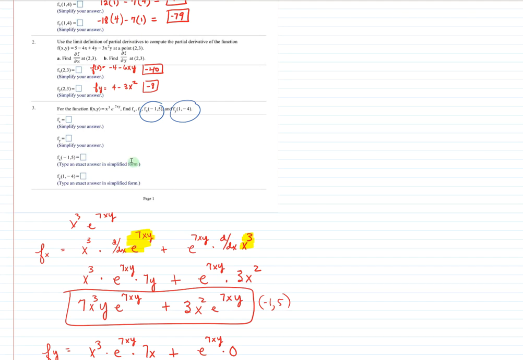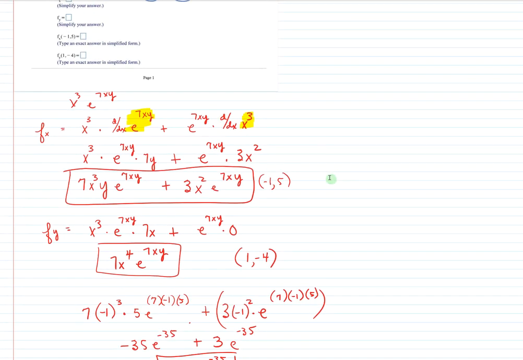For number 3, all the answer wanted was the numbers. We had to do the other part. In this part, they are asking for the derivatives and then evaluating at those numbers. But this thing is a product, so that's a little bit harder. We have to make a roadmap. So we've got x cubed e to the 7xy.